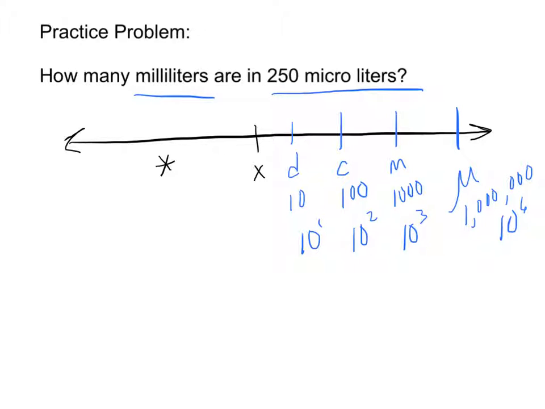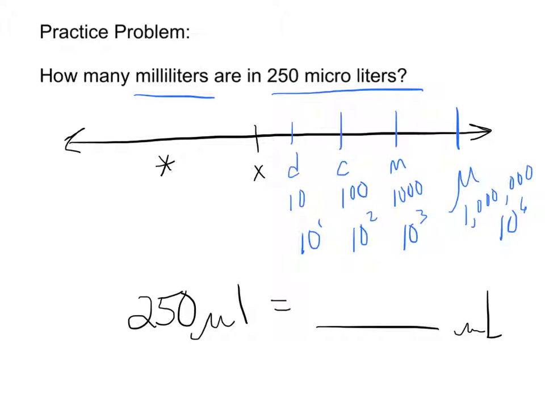Now, as it says, I want to write down my problem right from the start. I have 250 microliters equals how many milliliters? Okay? So then, I find out where I started with. Right here's where I started with. So I'm starting right at this point on my chart right here. Now, I'm going to go in this direction. So, is that going to be a bigger or smaller number? That's going to be smaller, that's correct.